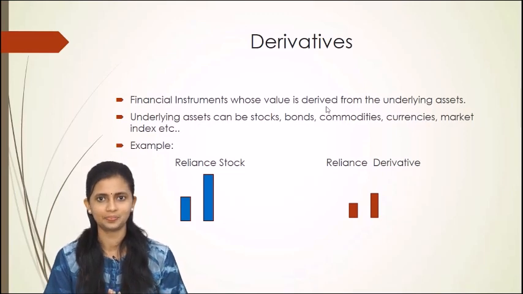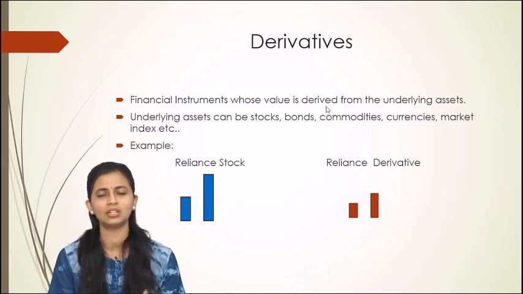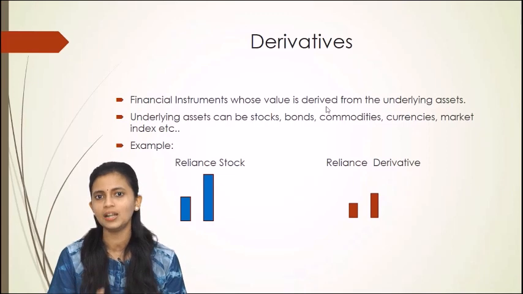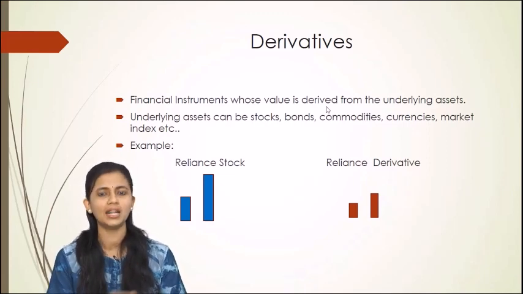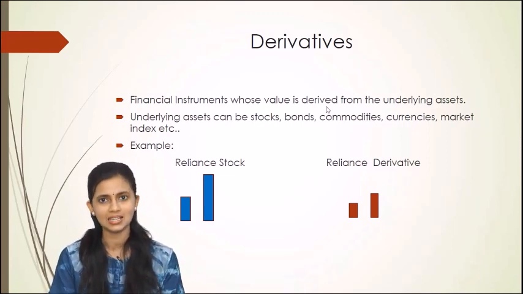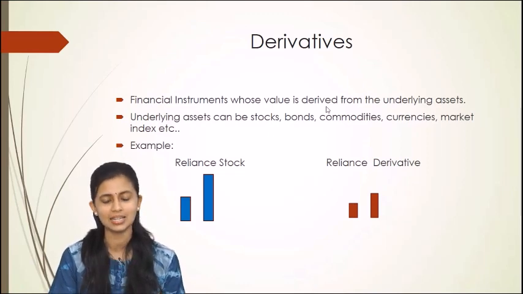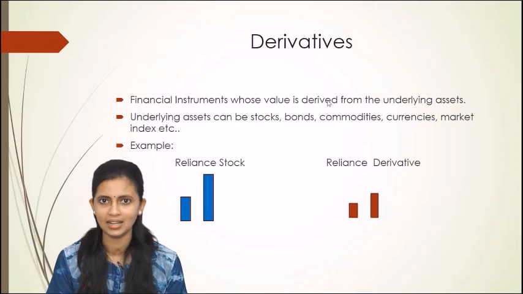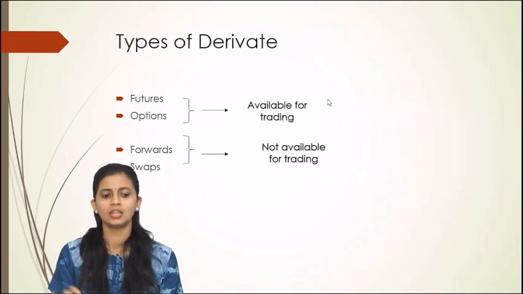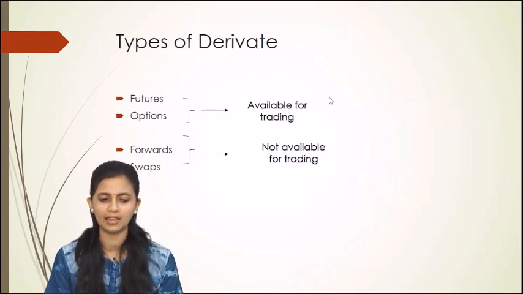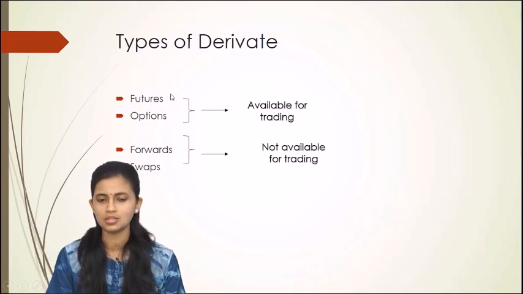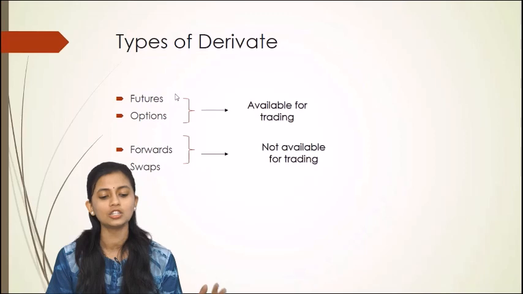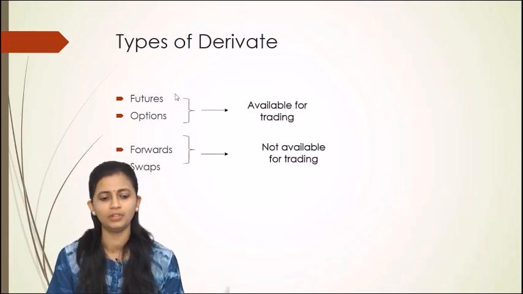Hope this is clear. So a derivative is nothing but a financial instrument which will derive its value from the underlying asset. The underlying asset can be a stock, a bond, a commodity, a currency, or any other market index. Now, what are the types of derivatives? One is futures, another is options, then we have forwards and swaps. There are 4 types of derivatives.